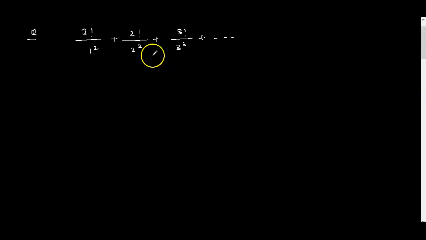N factorial by n square. Okay, n plus 1 by 2? This is 1 square, 2 square, 3 square. No, the power is going to keep increasing here: 1 square, 2 square, 3 cube, 4 factorial divided by 4 to the power of 4, and so on. So it should be 1 to the power 1, right? So it will be n to the power n. Yeah, n factorial divided by n to the power of n.